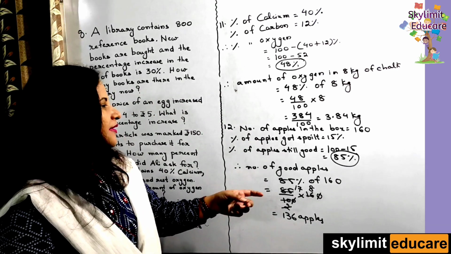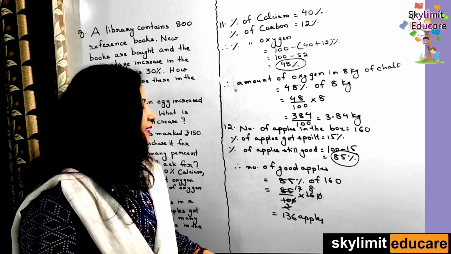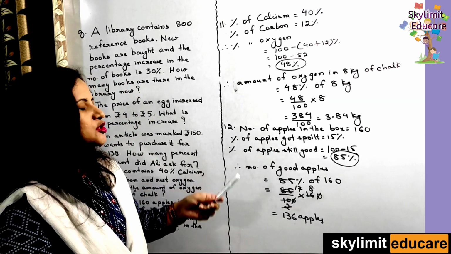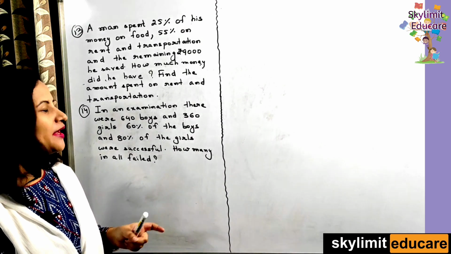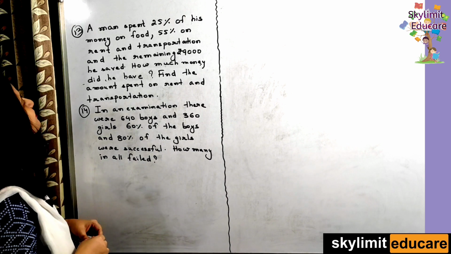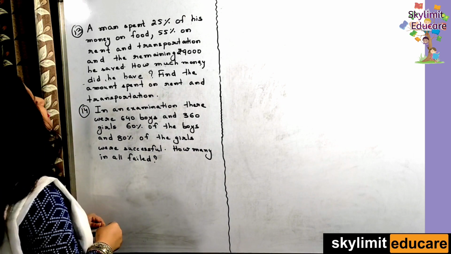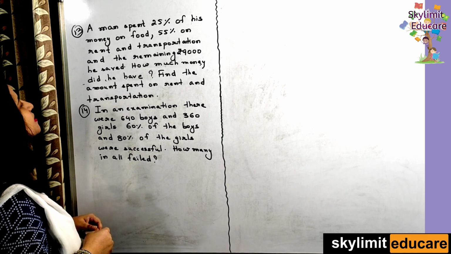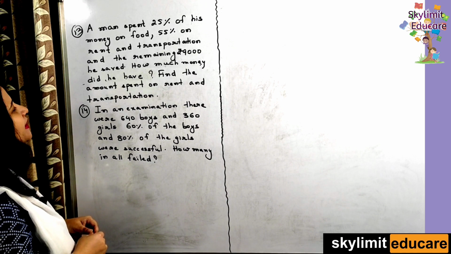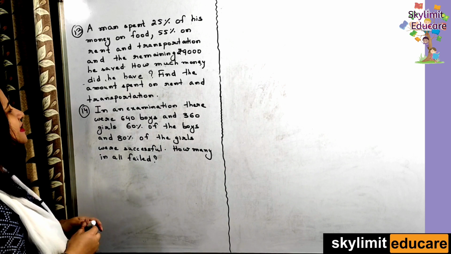Okay, so if you subtract 160 minus 136, you can also find the number of spoiled apples. Okay, so now let us come to the last two questions for today. A man spent 25% of his money on food, 55% on rent and transportation, and the remaining rupees 9,000 he saved. So how much money did he save? And find the amount spent on rent and transportation.